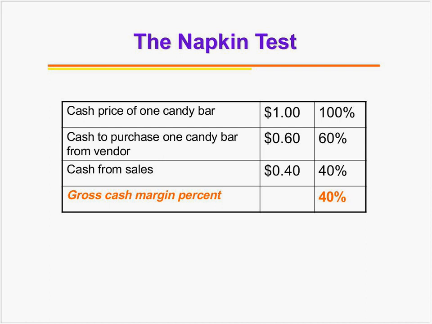And though this breaks it down to make it extremely simple, it's not always this simple because we work with businesses that offer a variety of products, so it's not as simple as pricing a candy bar and what your profit is on one candy bar. But we'll do this little napkin test. The cash of a candy bar is a dollar. Let's say you sell candy bars in your business. Cash to purchase one candy bar from a vendor is 60 cents, so your cost is 60 cents. So you have a candy bar for a dollar, you pay 60 cents for it, your cash from the sale is going to be 40 cents.